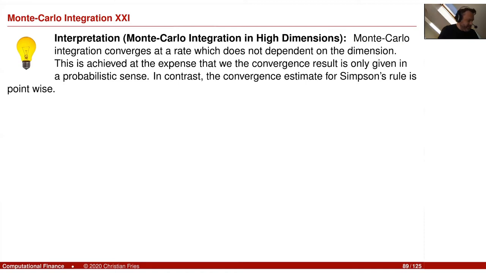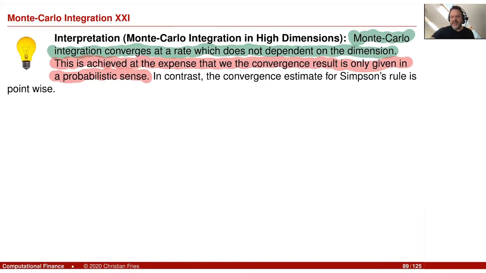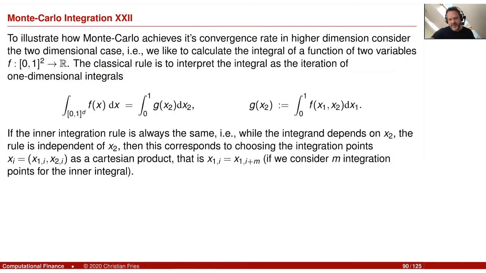So Monte Carlo simulation or Monte Carlo integration converges at a rate which does not depend on the dimension. So actually, how is this achieved? That is maybe the advantage. The disadvantage of our method was that the convergence result holds only in a probabilistic sense. And actually the point is that it is exactly this probabilistic nature which somehow achieves this independence of the dimension. And to illustrate this, I would like to take a look at a simplified example.